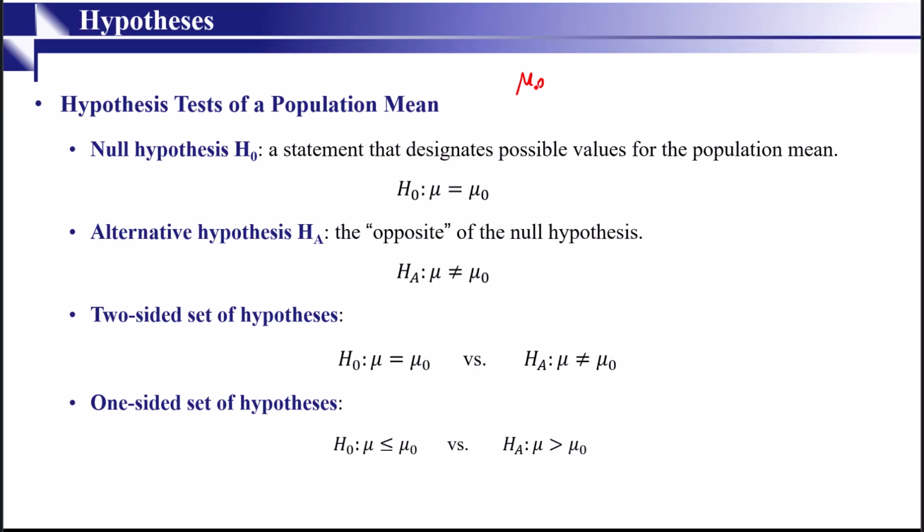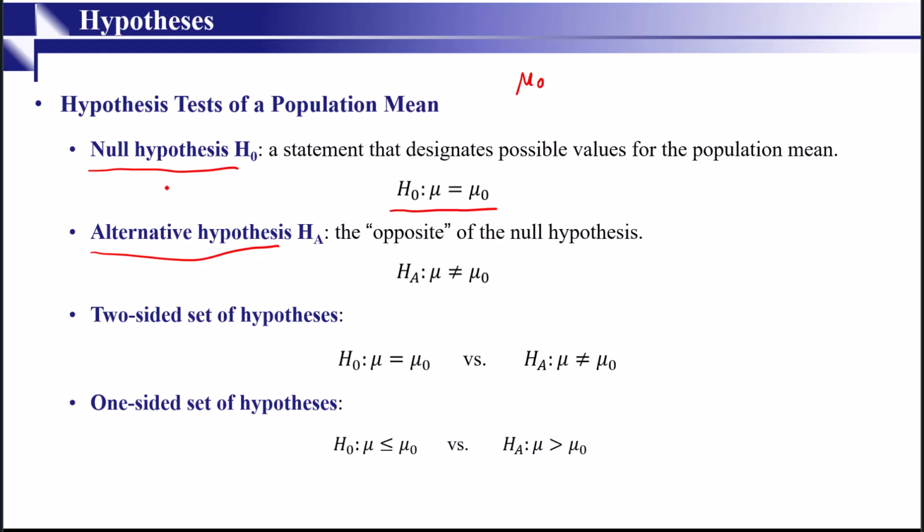In this case, we have null hypothesis and alternative hypothesis. The null hypothesis for a population mean is the statement that designates possible values for the population mean, and we show H0: mu is equal to mu 0. The terminology hypothesis says that this statement will be examined with an appropriate data set.